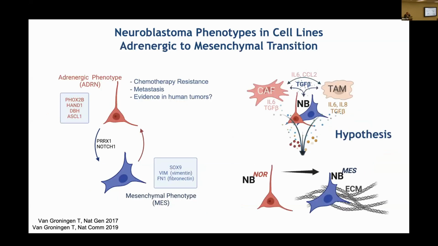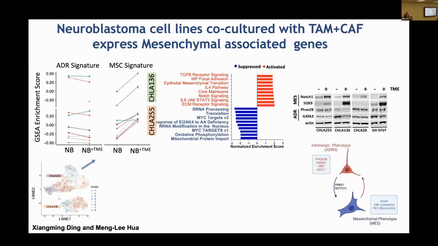So we had this method, and the hypothesis was that when we have these TAMs and CAFs, we could actually lineage change the neuroblastomas from this neuroadrenergic to a mesenchymal phenotype. People have not seen this in human tissues, but they have seen it in cell lines. So the first thing we did was look at single cell analysis of the cell lines exposed to the TAMs and CAFs in culture.